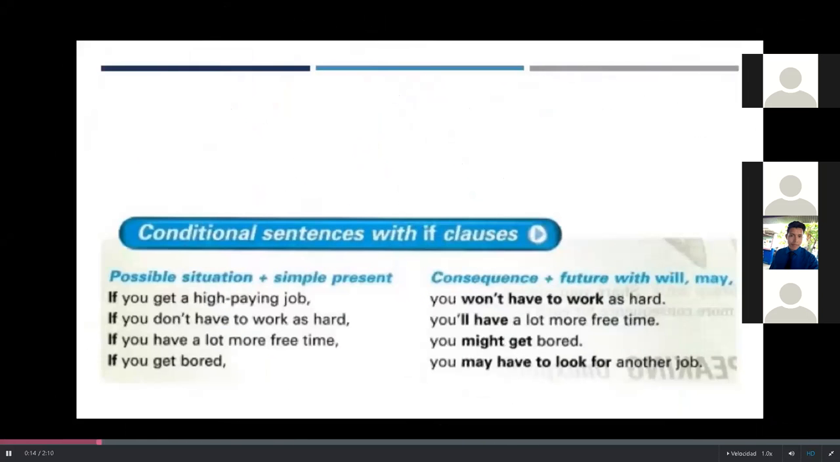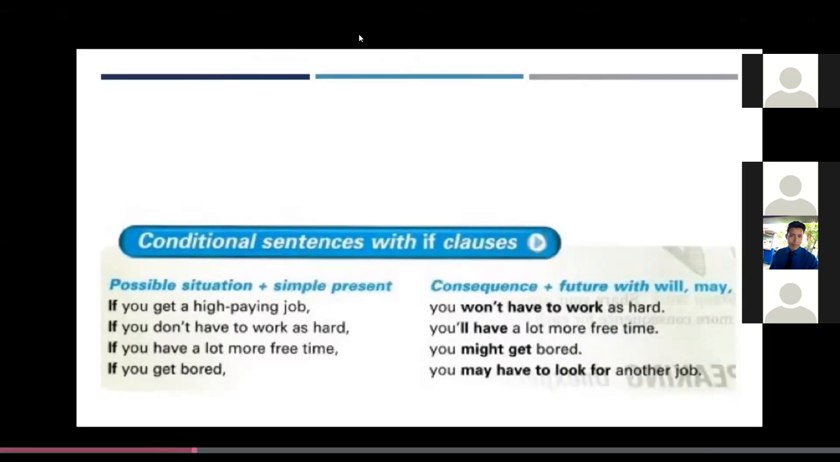Conditional sentences with if clauses. Possible situation plus simple present: if you get a high-paying job. Consequence plus future with will, may, or might: you won't have to work as hard. If you get a high-paying job, you won't have to work as hard.